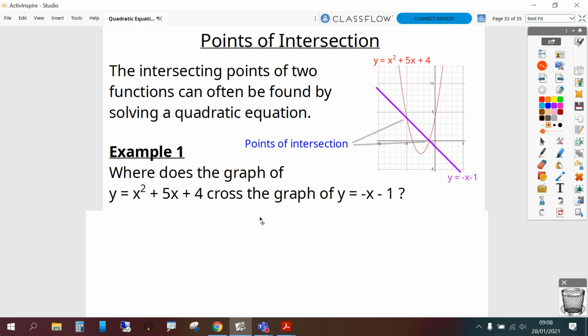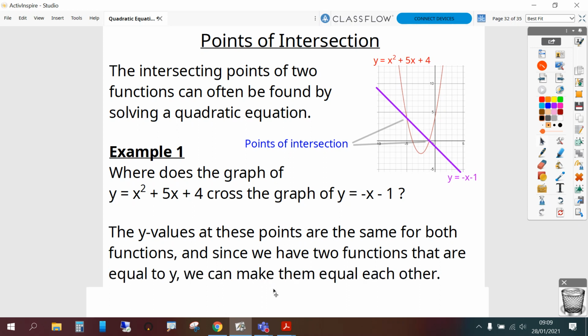Example 1. Where does the graph of y equals x squared plus 5x plus 4 cross the graph of y equals negative x, take away 1? Normally we're not given the graph to look at, so we have to use algebra to solve this. The y values at both of these points are the same for both functions, and since we have two functions that are equal to y, we can make the functions equal to each other.